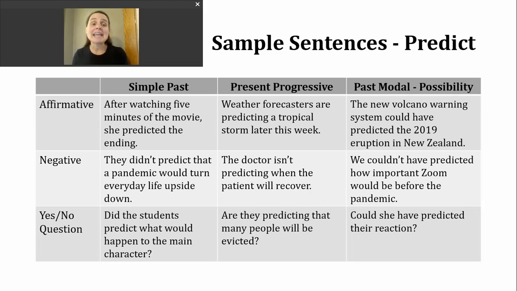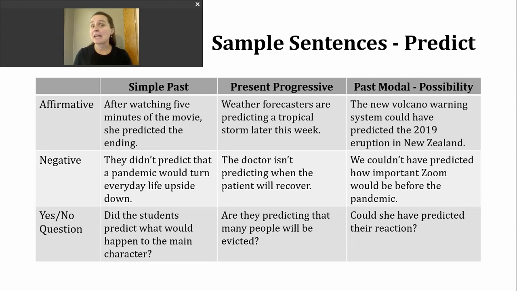If I want to make a negative sentence in simple past, I'm going to use did not and then the base verb. Here's an example of that. They didn't predict that a pandemic would turn everyday life upside down. I think most people can sort of nod along with that statement.